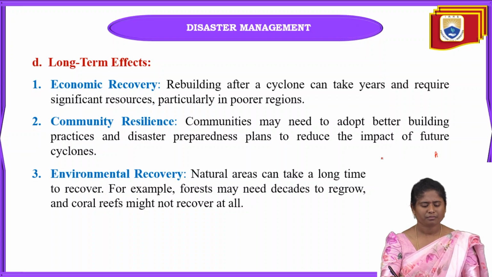And the next one is community resilience. In these communities, they need to adopt better building practices, and disaster preparedness should be provided to the people to reduce the impact of future cyclones. If any cyclone is going to happen, what do we have to do? Preparedness should be provided to the people.